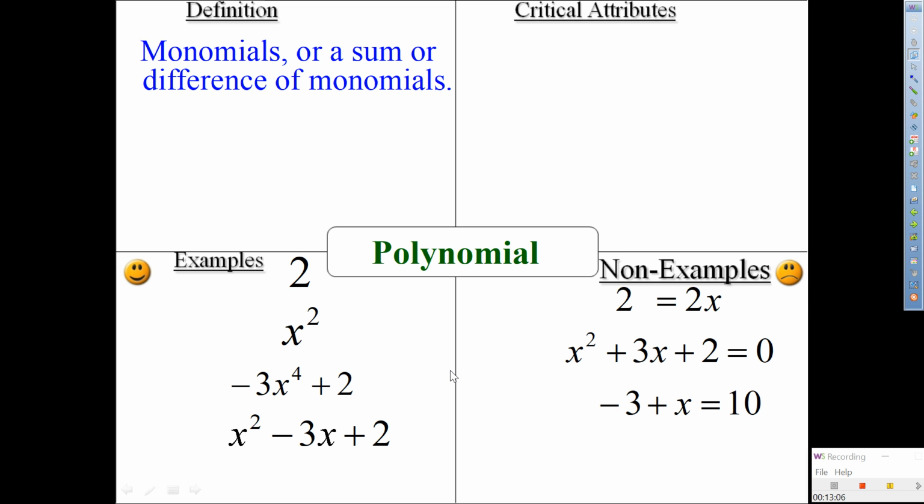All right. Juan, you got it? Why are these not polynomials? They have an equal sign, so these are equations. So what does that make these? Tell your neighbor, what are these? Aside from polynomials, what does that make these? If these are equations, they're non-examples, what are these?